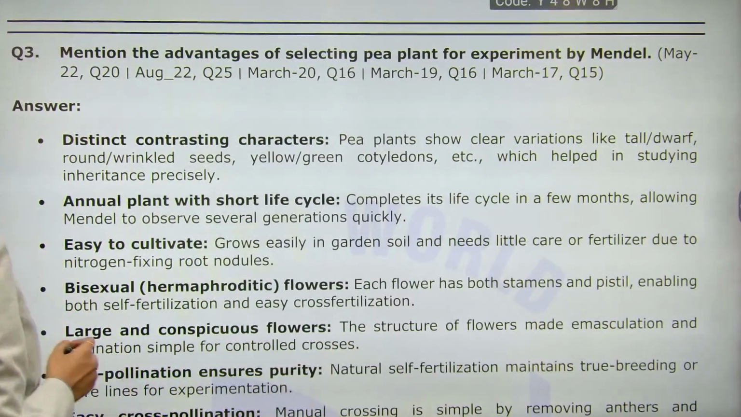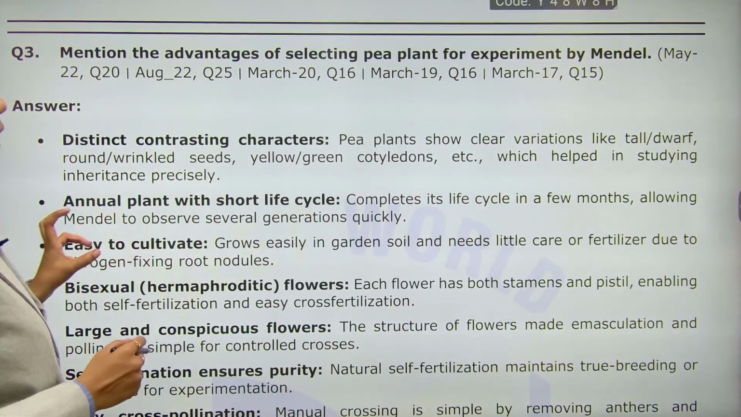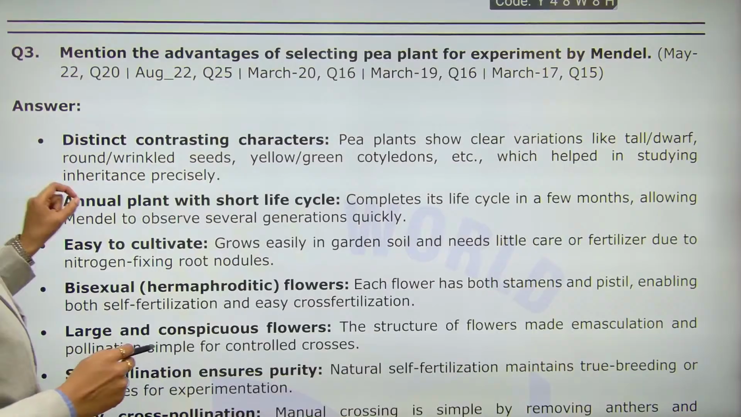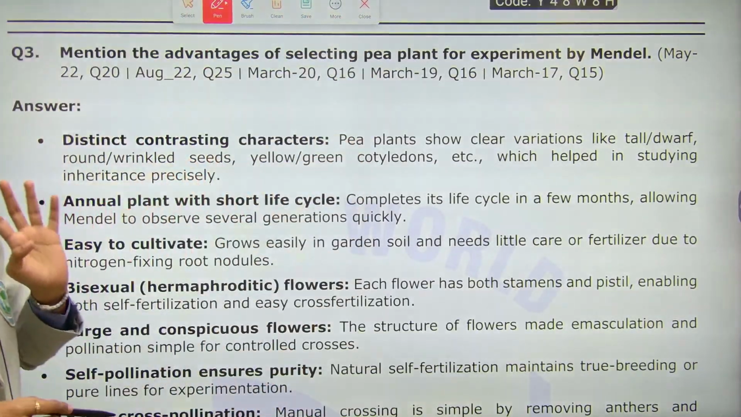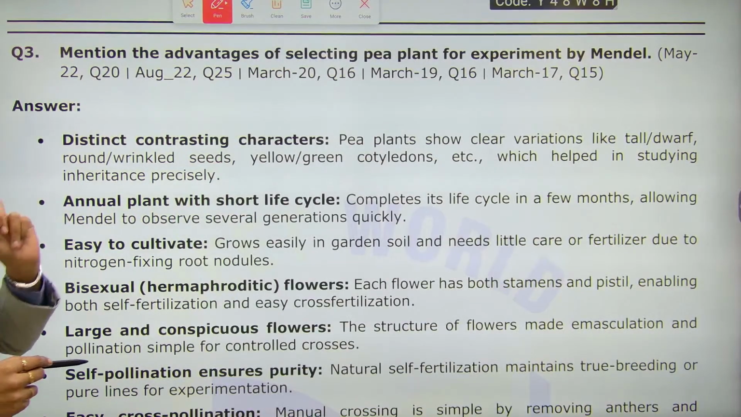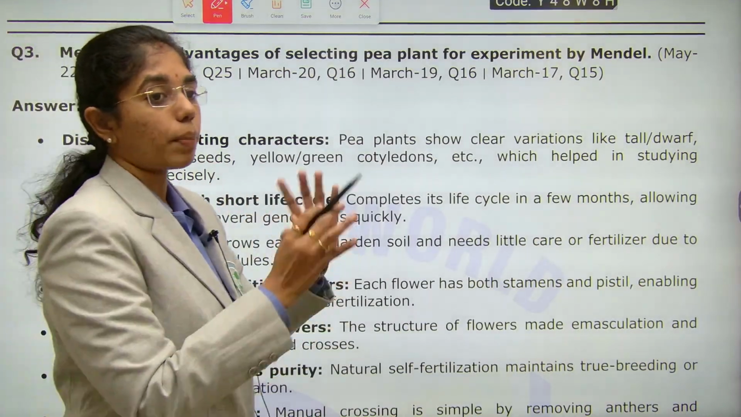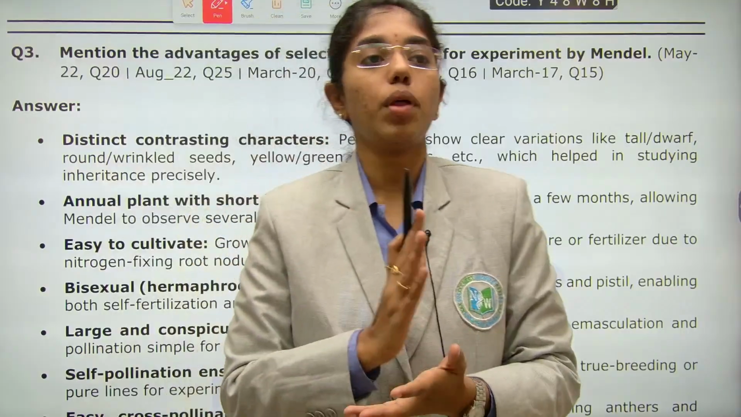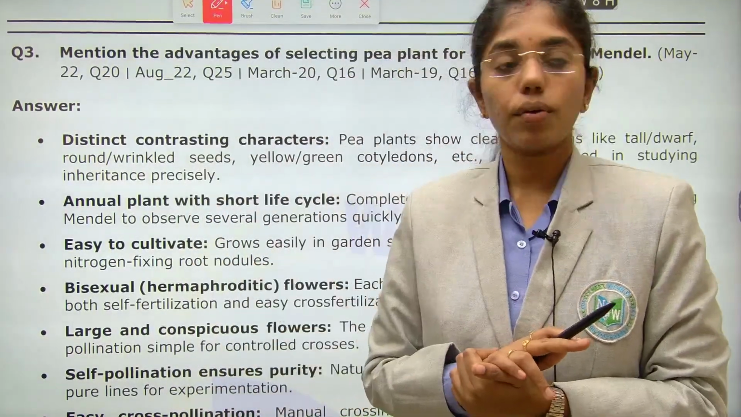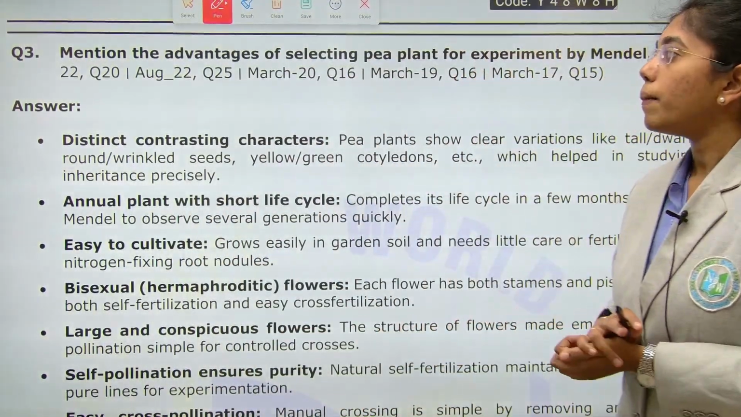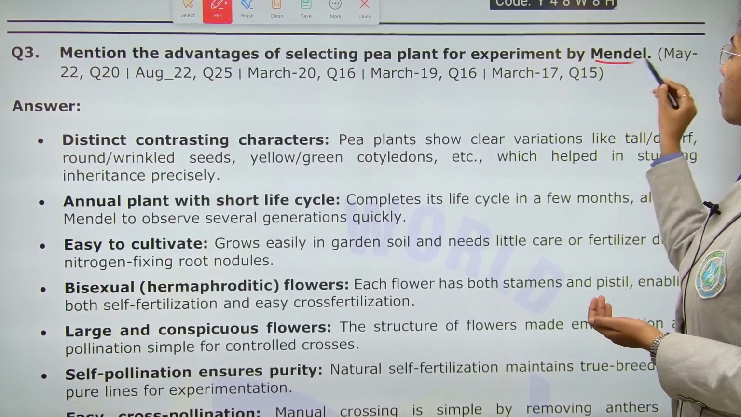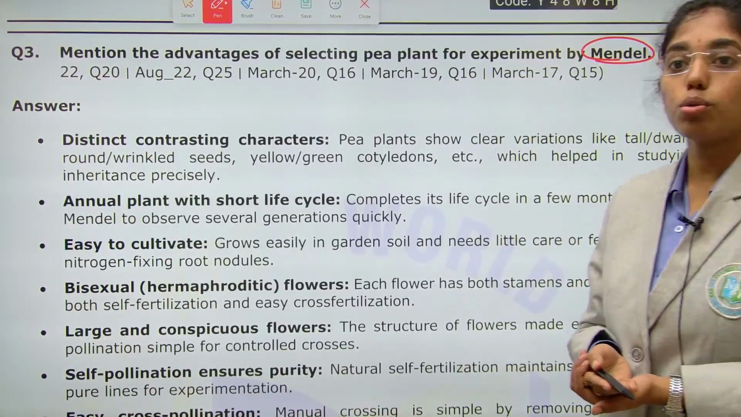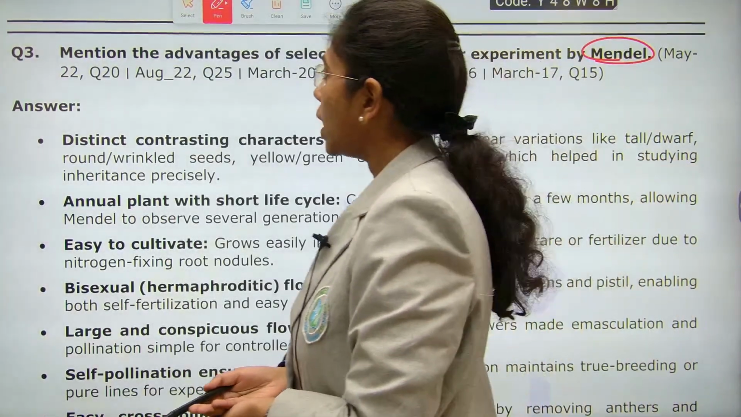Now, third point. For each question I am giving you proper evidence, like the keynotes that you have to observe for your MCET and NEET as well. The preparation should go parallel, students. It should never be a separate preparation for IPE where you are mugging up the questions. So third: mention the advantages of selecting pea plant for the experiment by Mendel. Why did Mendel choose the pea plant? That is the question.